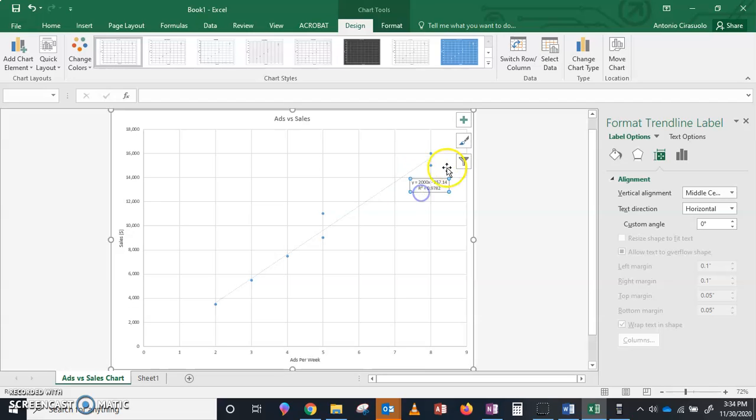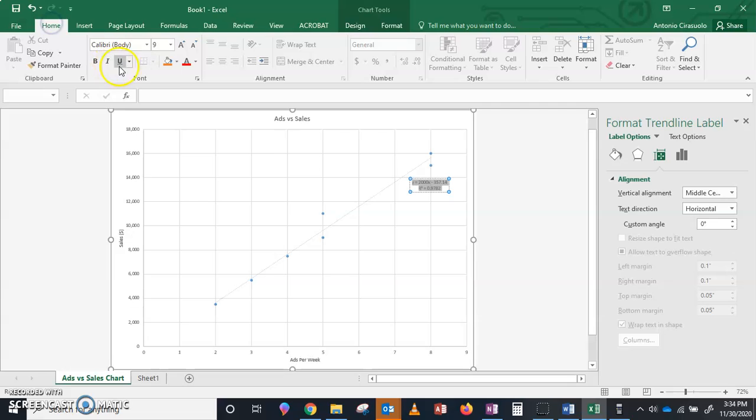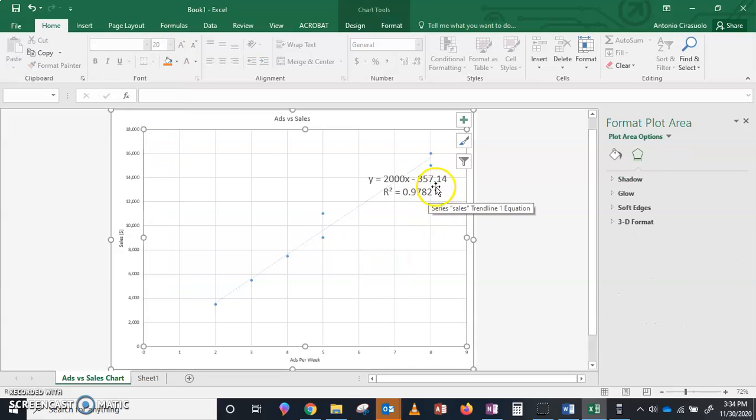My computer's not cooperating today, as you can see. I'm going to make these a little bit bigger. There we go. And let's make those larger so we can see what they are. Actually, let's make it really big here. There we go. So here's the equation, as was mentioned, to 2 decimal places. And here is r squared, our coefficient of determination.